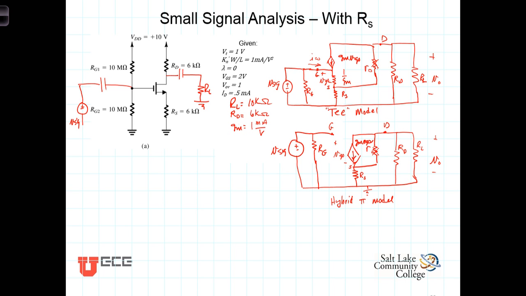Let's start our analysis with the T model. And as we can see, V out then is the voltage across the parallel of R sub D and R sub L. With R0 out of the circuit, we've got the current from the current source, G sub M VGS, flowing through those two parallel resistances, where we have V out equal to negative G sub M times VGS times the parallel combination of R sub D and R sub L.